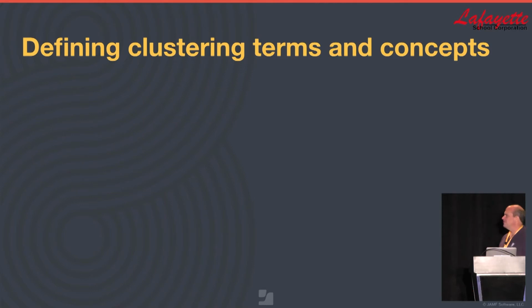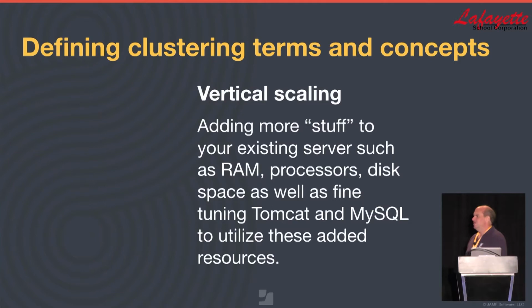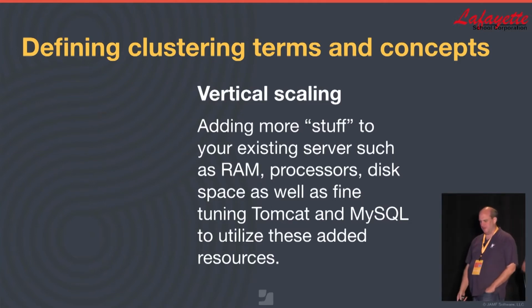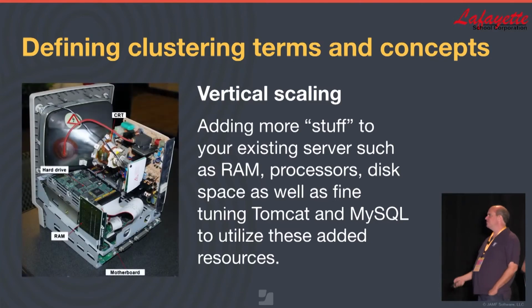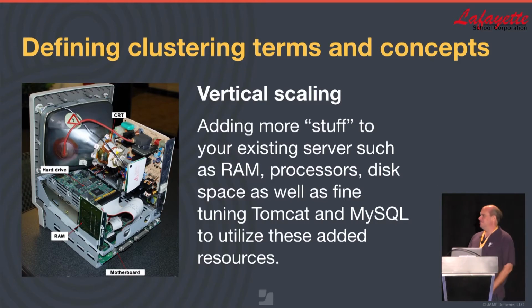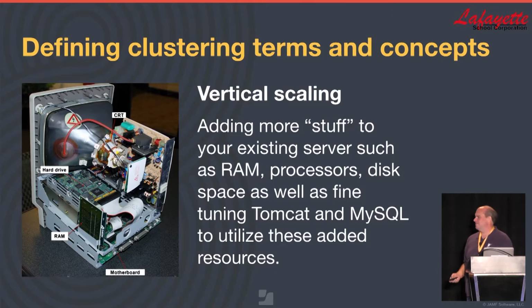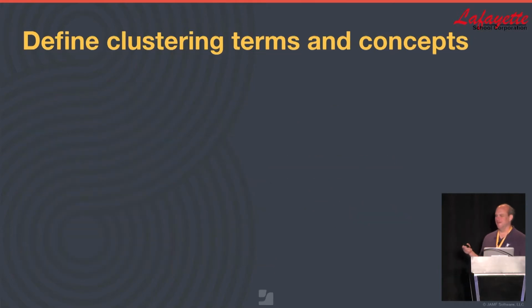Okay, we'll start with some basic concepts. If I were going to scale my server, I've got two options. I could either grow the server bigger or add more servers. If I'm going to grow it bigger, I'd call that vertical scaling. It's basically just a fancy word for adding more stuff to your existing server. Maybe I need to add some more RAM to the old Mac Classic there, or perhaps a better motherboard or hard drive.